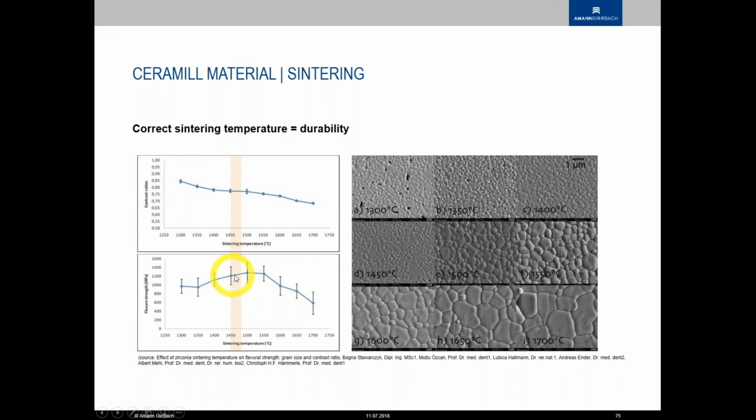So right, your flexural strength is on a good spot right here, and the contrast goes down, meaning your restoration gets more translucent, but it's not a lot. And we think that the 1450 here is the best value for a long-term stable product. And you see how uniform that looks here. It's getting a little bit more unorganized, I would call it, in an easy way. And this is just very, very uniform here, whilst being on that sweet spot of being an aesthetic product, but also a strong and stable product.